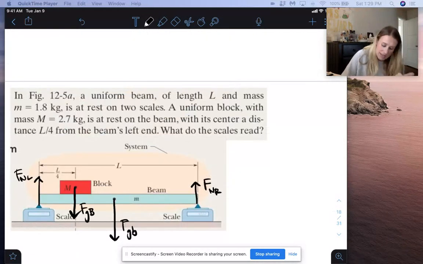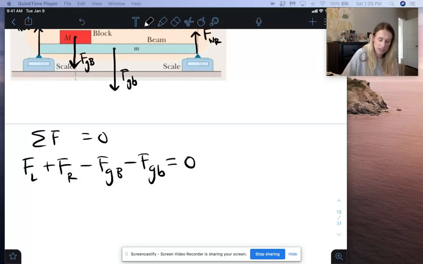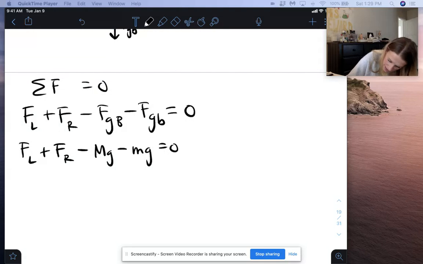Now, of course, force of gravity is just mass times acceleration of gravity. We know both the mass of the block and the mass of the beam, so we can plug those in, but we have two unknowns here, right? We don't know both the force left and the force right. Those are the two things we're trying to find, so we're going to have to use net torque equals 0 as well. Force of gravity on the block is big Mg, and on the beam is little mg.